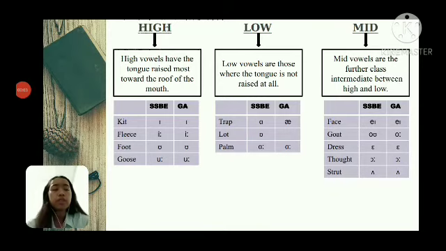Well, I can conclude from all the explanation that the front, back, central vowels distinction has to do with the position of your tongue when you pronounce some vowel sounds. Meanwhile, the high, low, and mid vowels distinction has to do with how high the tongue is in the mouth when you pronounce some vowel sounds.